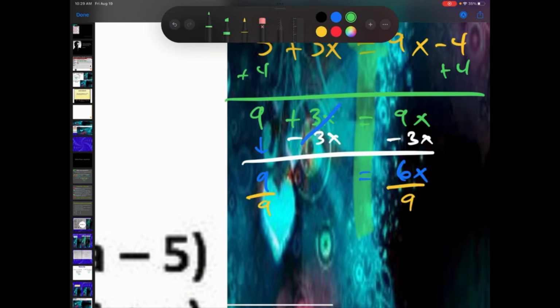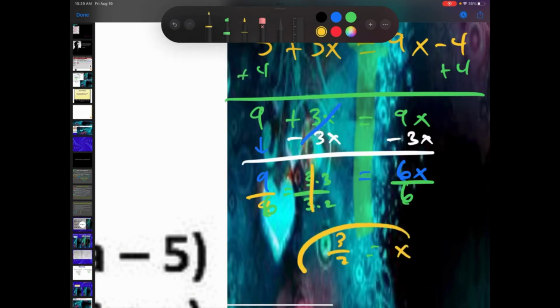Uh-oh, I don't divide by 9. Divide by 6. This is going to be 3 times 3, 3 times 2. And so you're going to get x equals 3 halves. Raise your hand if you got x equals 3 halves.